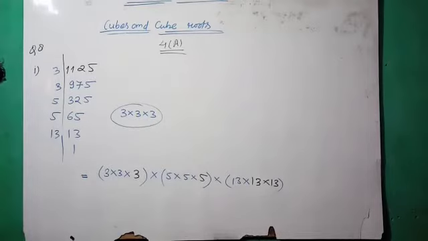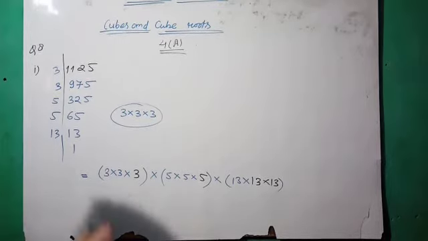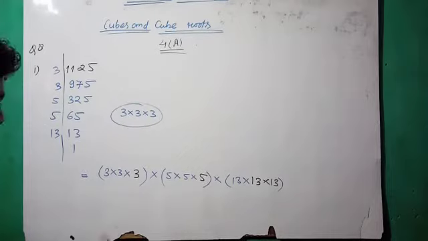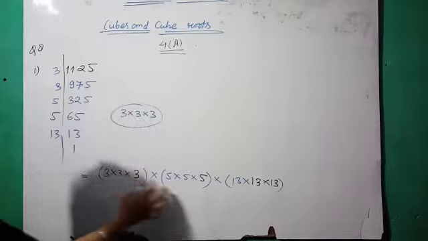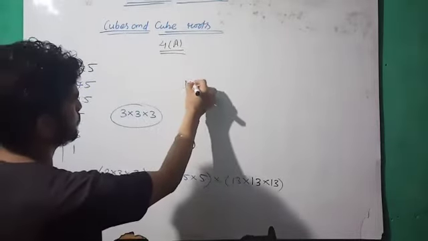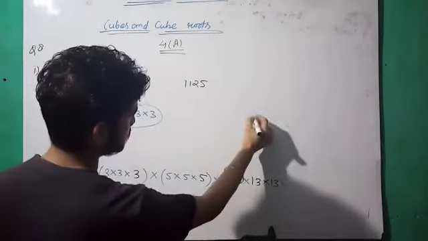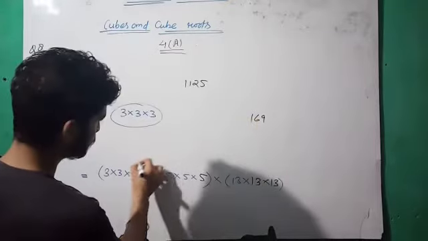The question is, what is the smallest number by which each of the following numbers must be multiplied so that the product is a perfect cube? Also find the cube root of the product. So we have to find the product as well as the cube root of that product. We multiply this number by 3 into 5 into 13 into 13, 169, 169 into 3 into 5, 15.